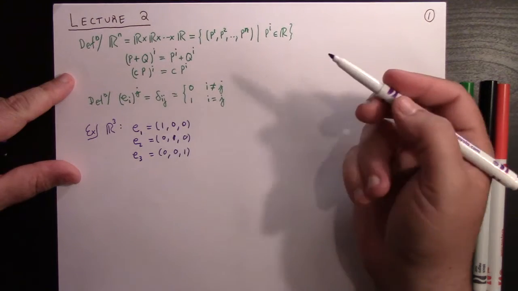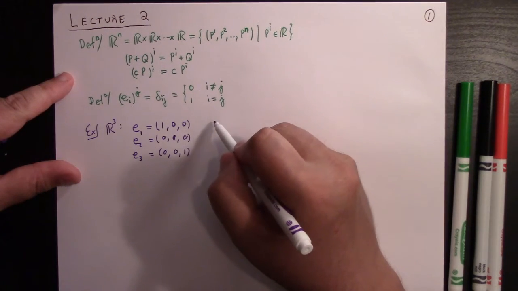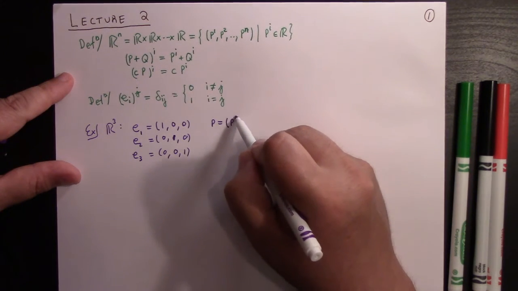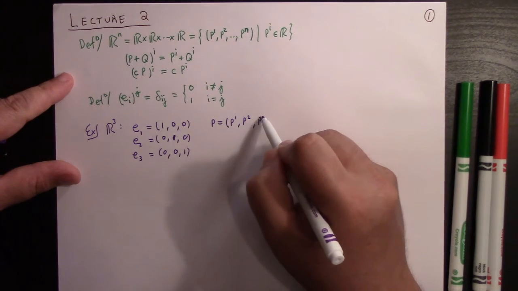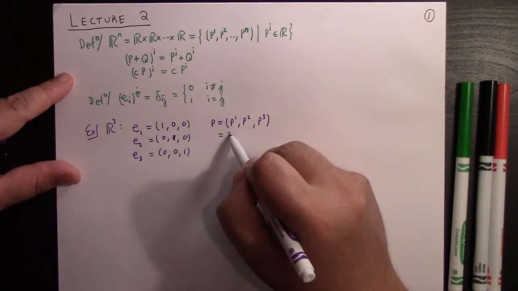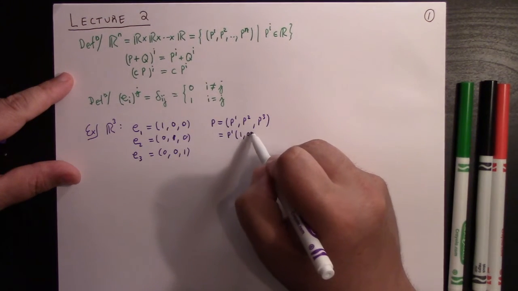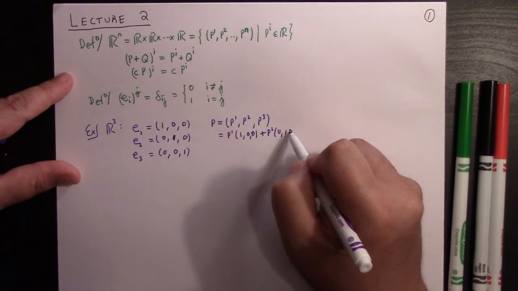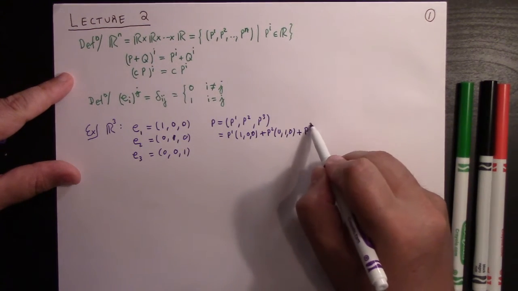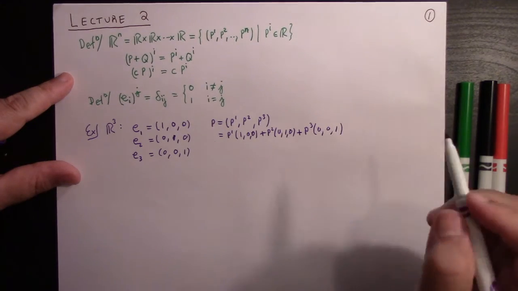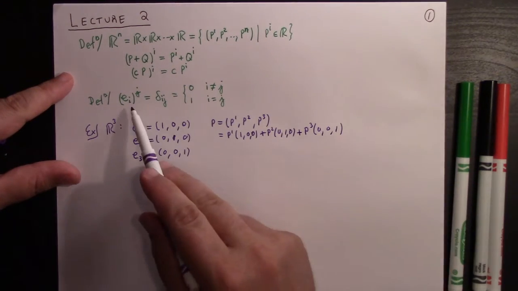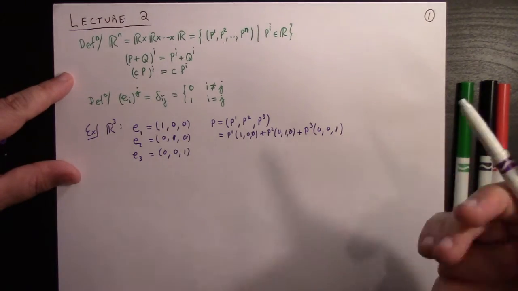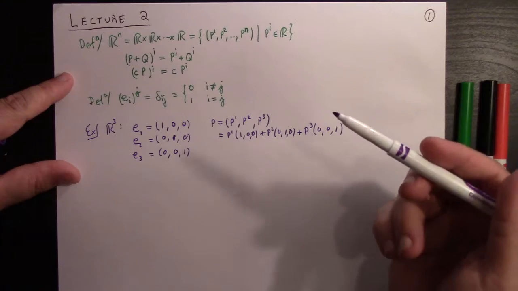Anyway, those are your standard basis elements, and you can take any point, say p, with components p1, p2, and p3, and you can rewrite that as p1 times (1, 0, 0), plus p2 times (0, 1, 0), plus p3 times (0, 0, 1). Okay, nothing terribly surprising here. In other words, these standard basis vectors can be used for points. Well, that's the thing, is we can identify points with vectors, right?